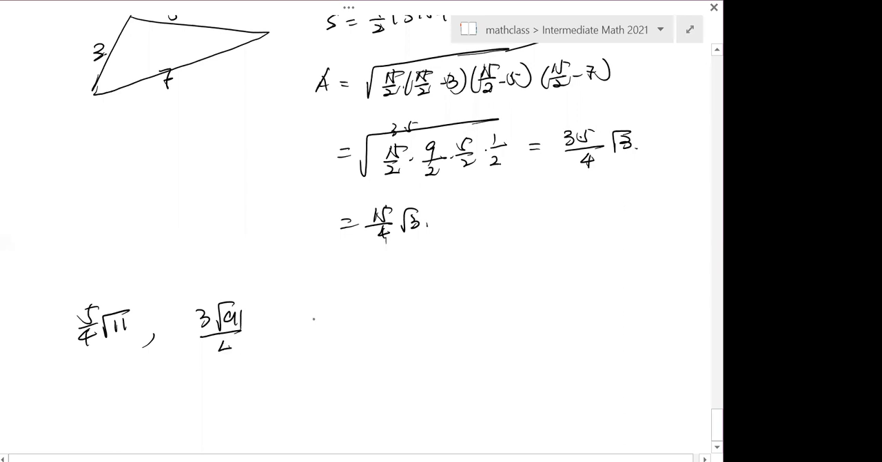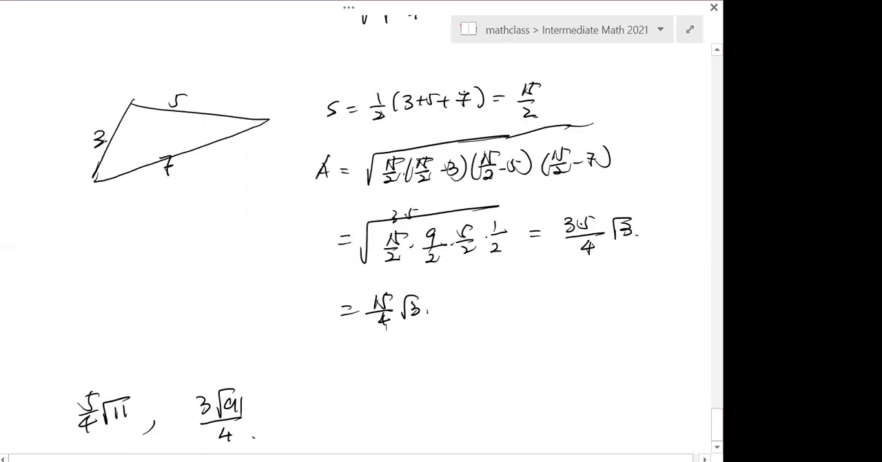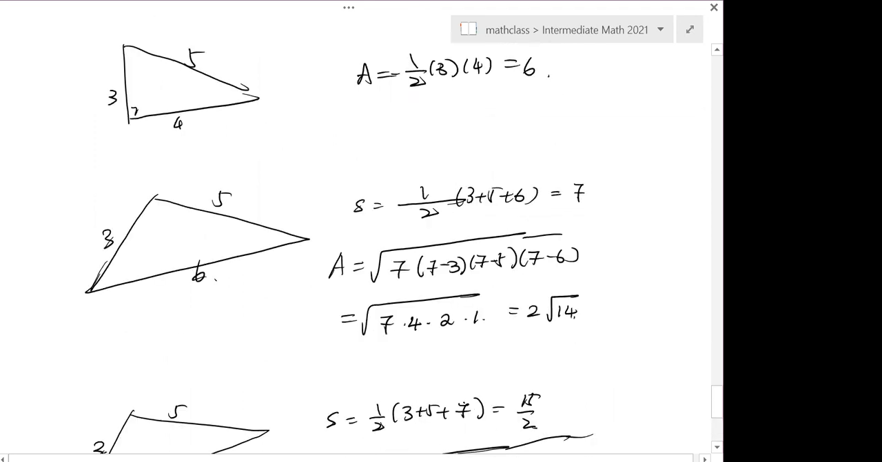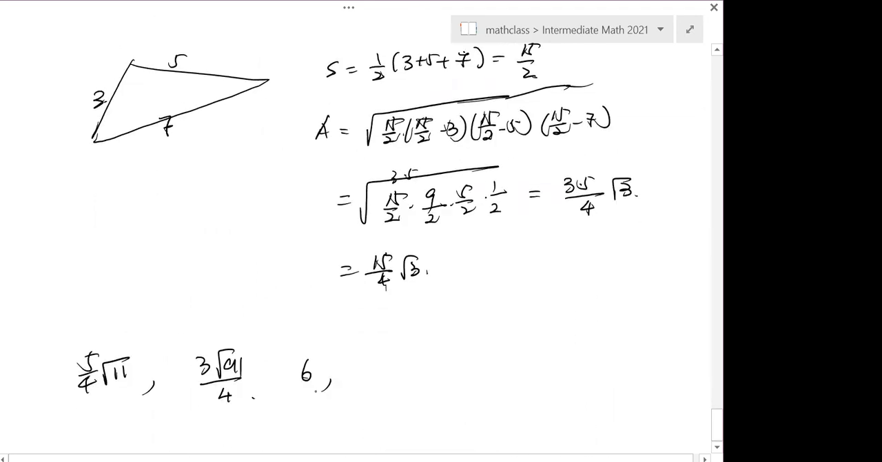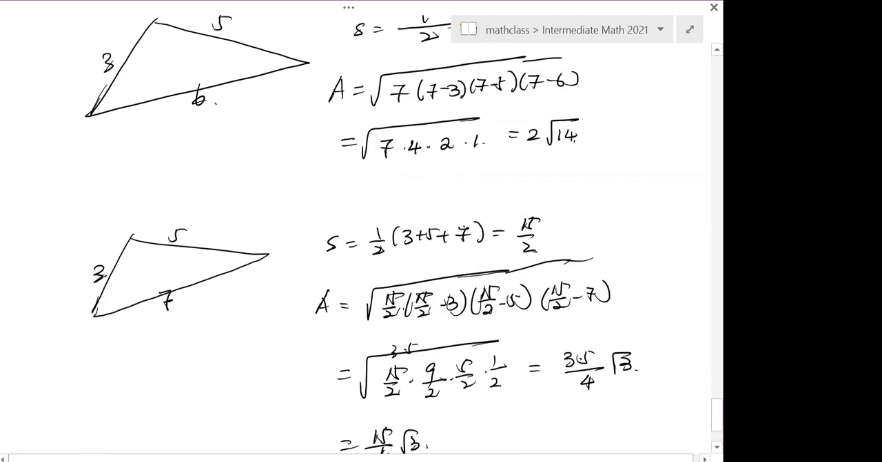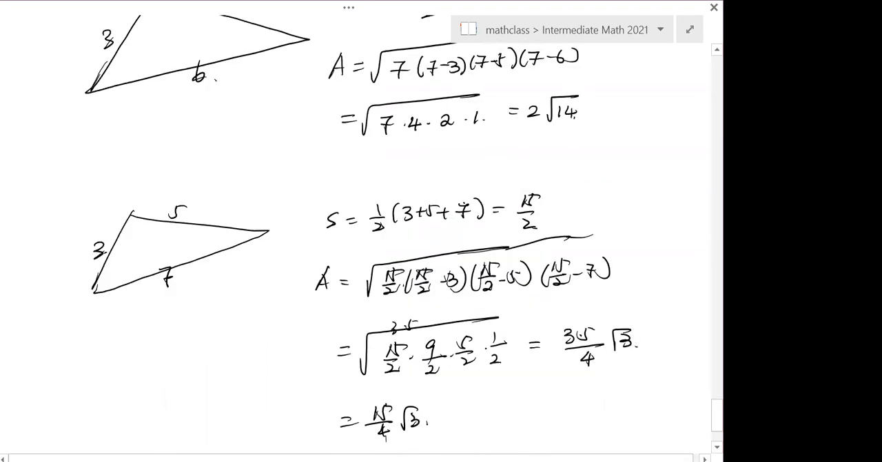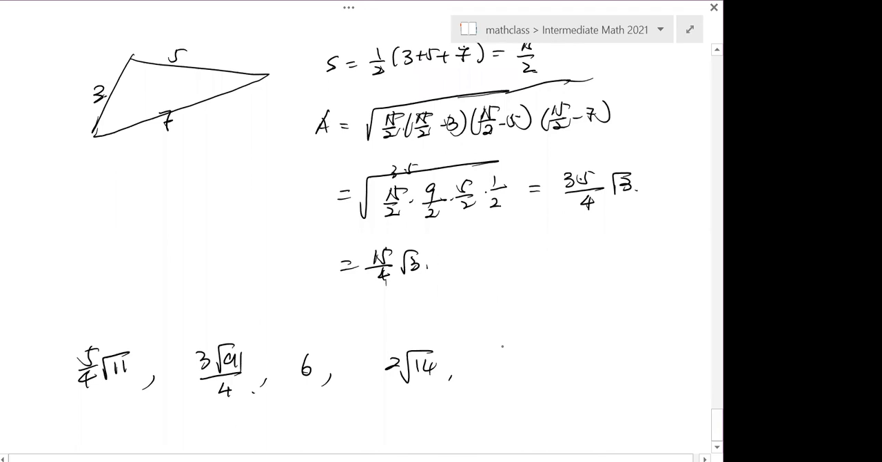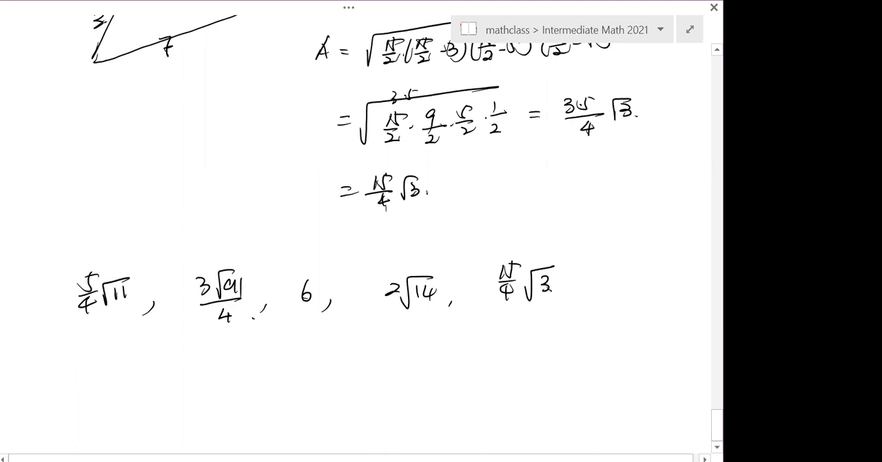the second number is 3 square root 91 over 4, and then the right triangle one, and then the other one is 2 square root 14, then 15 over 4 square root 3. And then you have to compare all of them. You have to square them, otherwise it's harder to tell. You square them, then take the difference, and you can tell which one is larger.